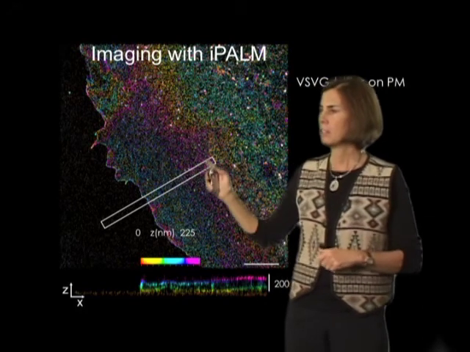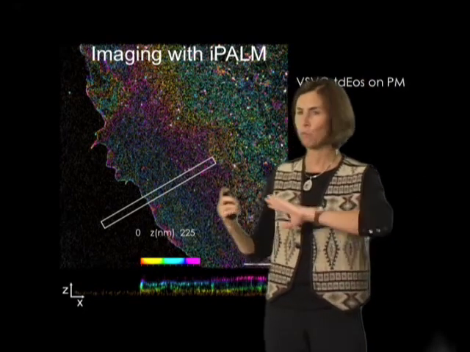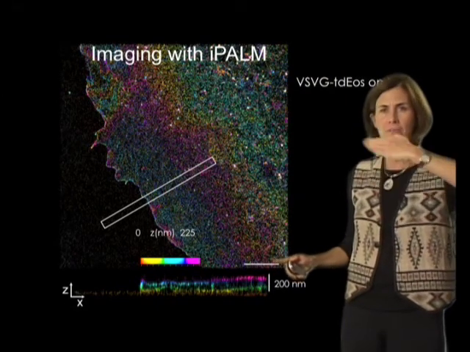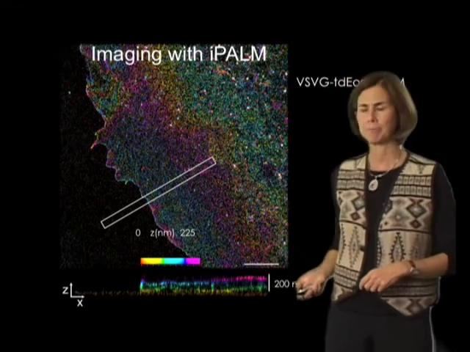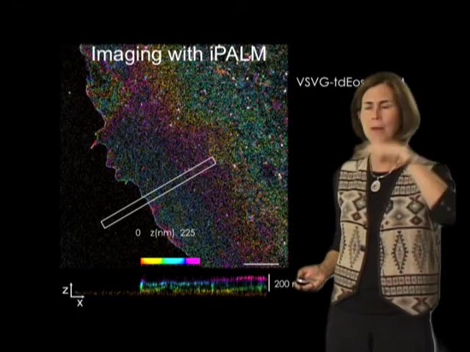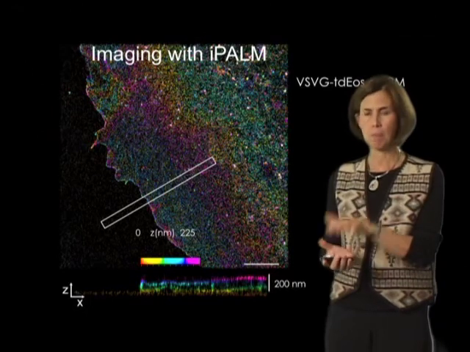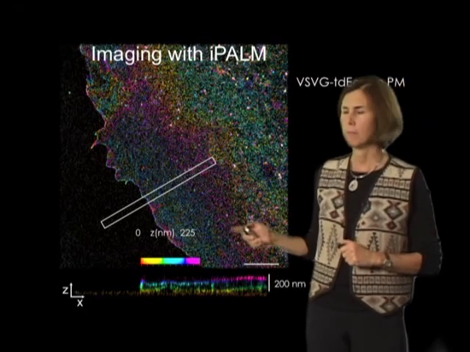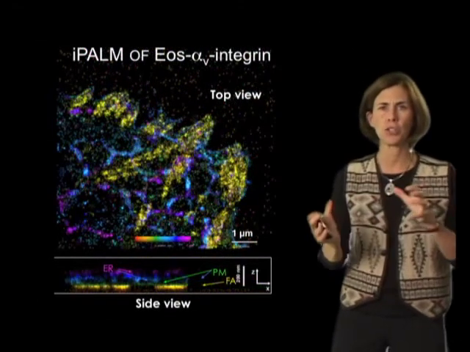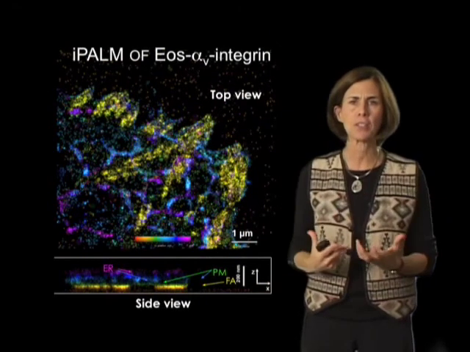So if we take this little rectangular area right here and rotate it on its side, you can see in the side view the surface of the plasma membrane. You can see the dorsal as well as the ventral surface of the plasma membrane, which in this case is less than 200 nanometers apart. So this is an extremely exciting approach because it allows you for the first time to get a three-dimensional perspective on the distribution of organelles and membrane systems within cells.